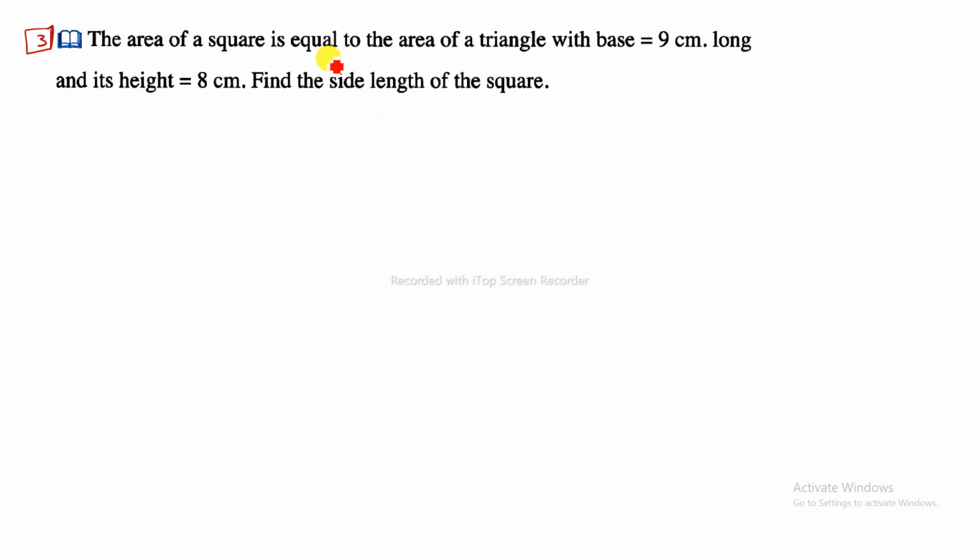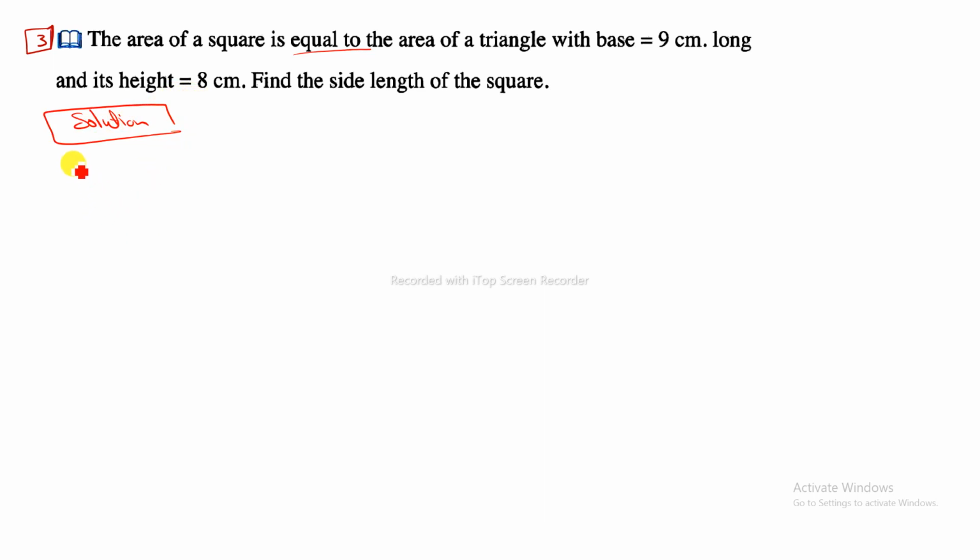The area of a square is equal to the area of a triangle whose base is 9 cm long and its height is 8 cm. The base and the height of a triangle. Of course, first we find the area of the triangle. What is the area of the triangle?